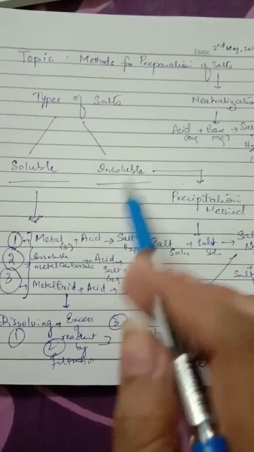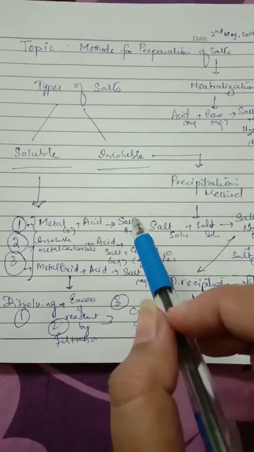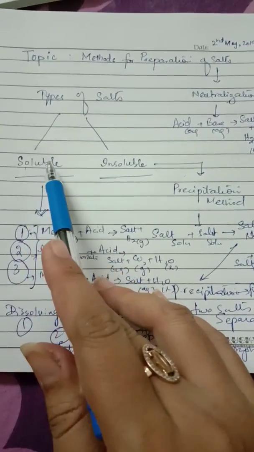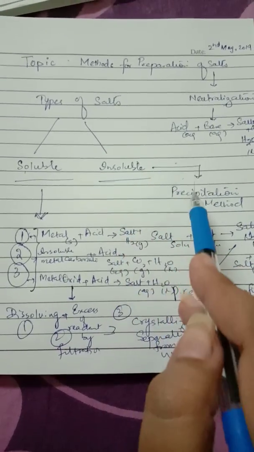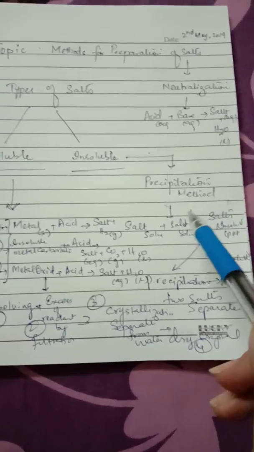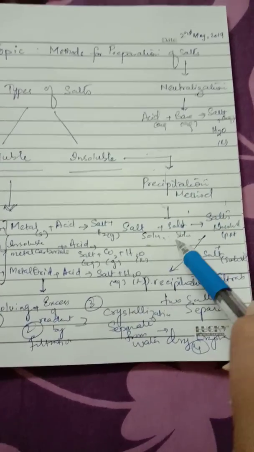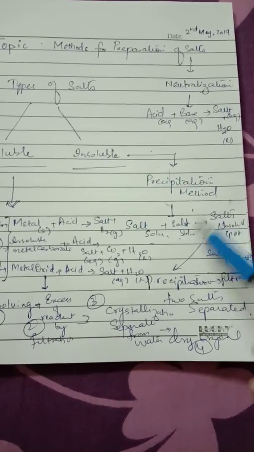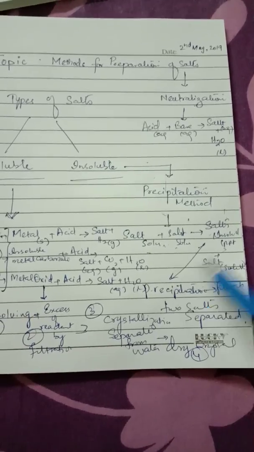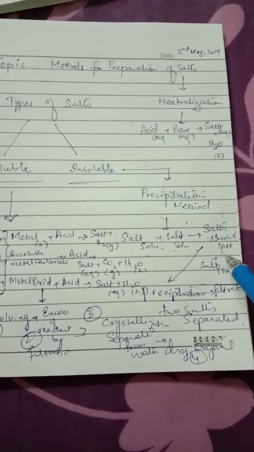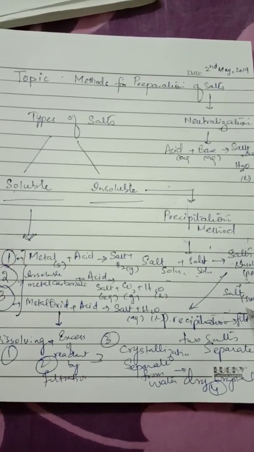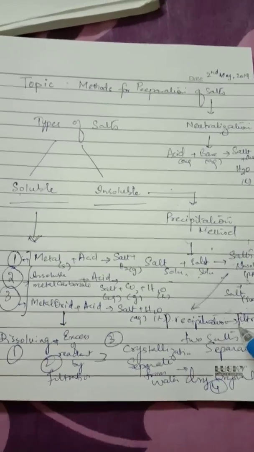So basically, let me have a quick recap. We have different types of salts. Some salts are soluble in water, some are insoluble, and if insoluble, we will opt for the precipitation method. The precipitation method is simply step number 1, dissolving the two salt solutions, then mixing them properly and filtering out the insoluble salt that has settled as a precipitate from the soluble salt, and then drying the crystals between the folds of filter paper.